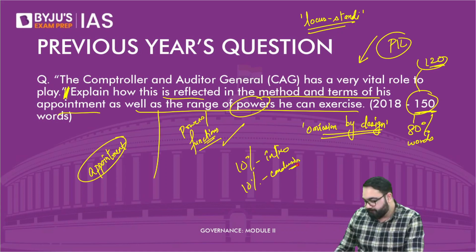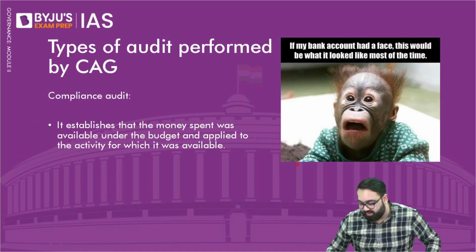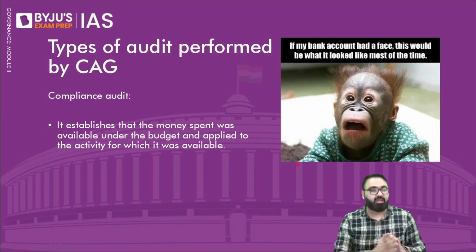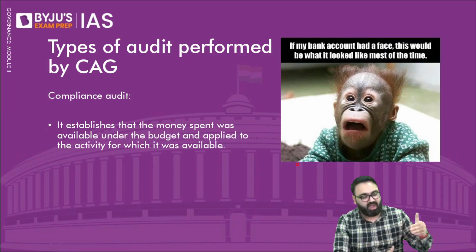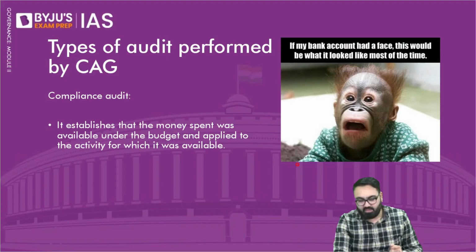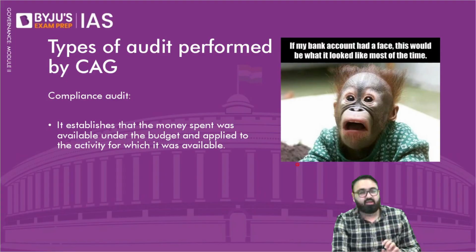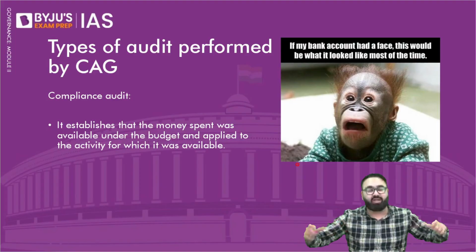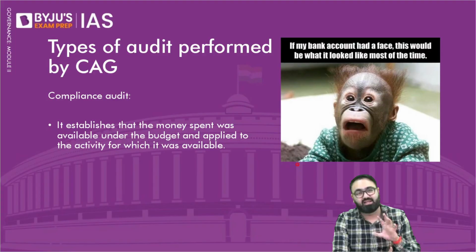Okay. Now let's come to where we had left yesterday. Now, if you actually come here, this is where we had left this. The CAG audits the government accounts, that is fine. But there are different types of audits that the CAG conducts. Please understand this. There are different types of audits that the CAG conducts.